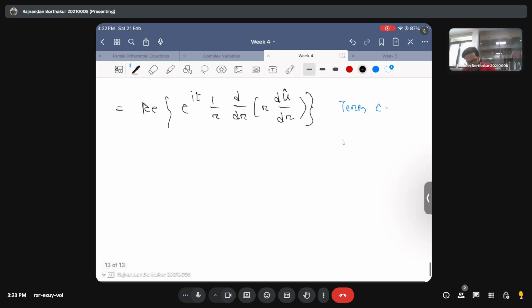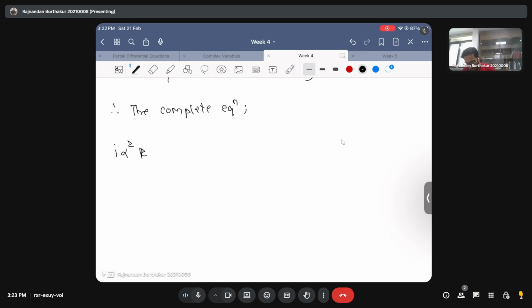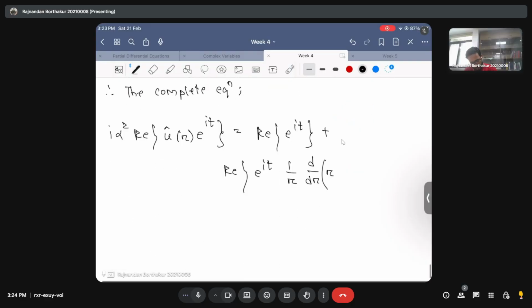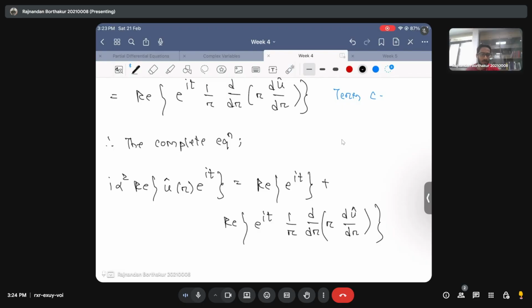Okay, so then the complete equation is just stitching all these terms together. So the complete equation is going to be, in the left hand side, we have term A, which is just I alpha squared, real part of u hat of r e power I t, and then I have real part of e power I t, and then I have the C term, which is real part of e power I t, 1 by r d dr of r times du hat by dr. Okay, that's my term. That's the complete equation that we get after we do the substitution of the form of solution that we are seeking.